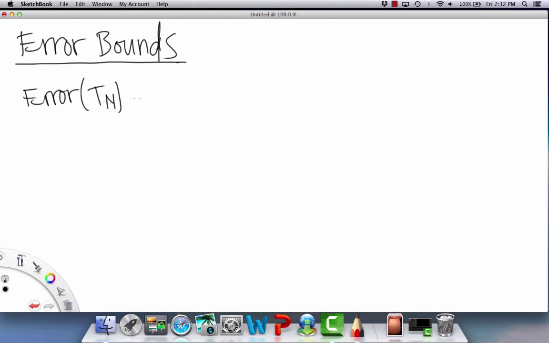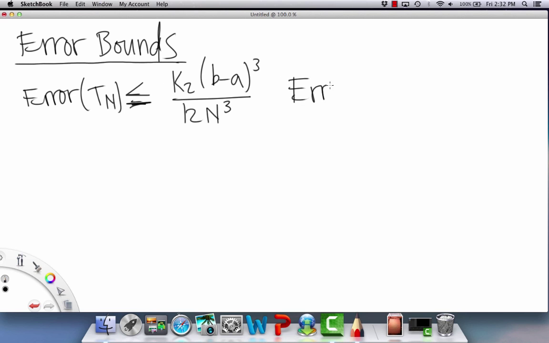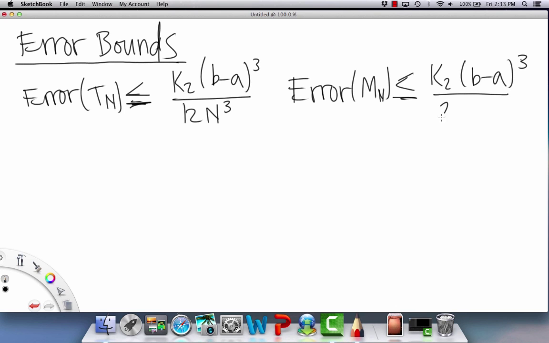the trapezoidal approximation, and these are just formulas, so you'll have to become familiar with these. This is going to be less than or equal to the following. K2, and I'll explain what K2 is, times (b minus a) to the third over 12n to the third. And then I'll write down the one for our midpoint approximation. Less than or equal to K2 again, times (b minus a) to the third over, and now we have a 24 down here.